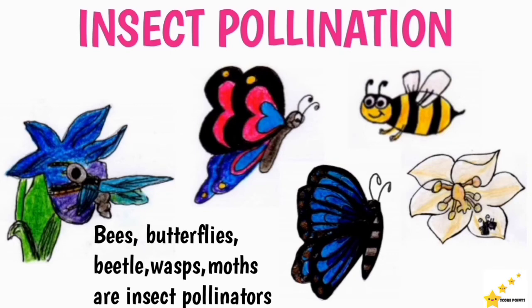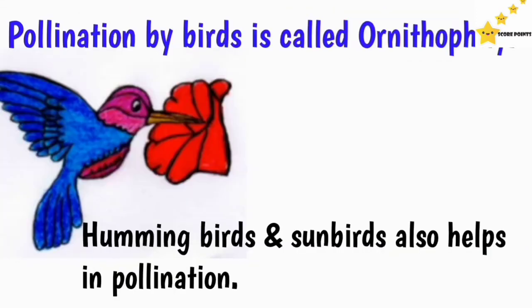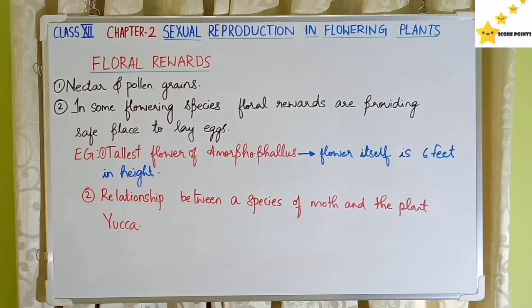Now we can see some examples for pollinating agents. Bees, butterflies, hummingbirds, lizards like gecko lizard and garden lizards are common examples of pollinating agents. Floral rewards: nectar and pollen grains are the usual floral rewards in some flowering species. Floral rewards are providing a safe place to lay eggs, for example the tallest flower of Amorphophallus. The flower itself is 6 feet in height.